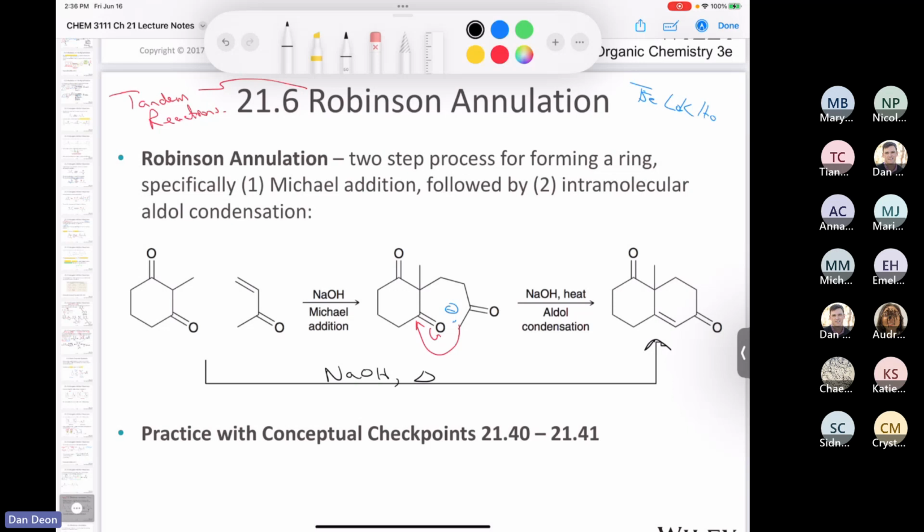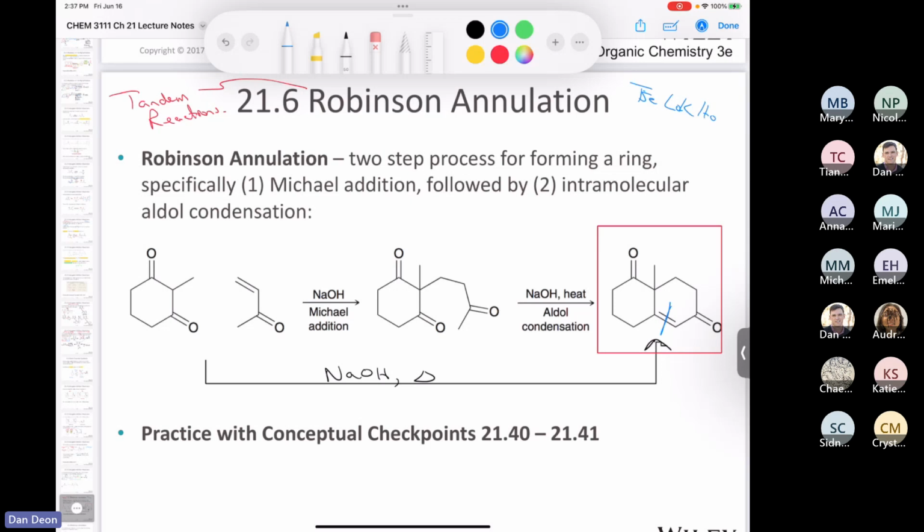Anyhow, the only thing about the Robinson annulation is it can be a little tricky to make the disconnection. So let's say in your homework it said make this compound. How do you go backwards in a Robinson annulation? Can I just show you how to do it quickly? What you do first, if you had to do a retrosynthesis, is you would break this bond.